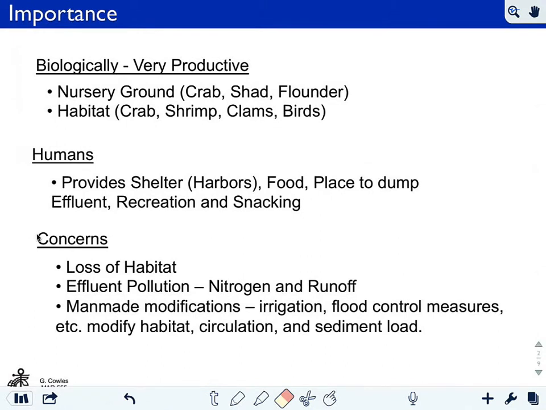They're important for a lot of reasons. They're a nursery ground for a lot of animals like flounder and shad and crab. It forms a principal habitat for things like clams and birds. A large portion of the human population lives within about 100 kilometers of the coast. So there's a strong interaction between humans and the estuaries, and there's a lot of concern about loss of habitat and the effluents from wastewater systems reaching these habitats and modifying the ecological productivity of them.